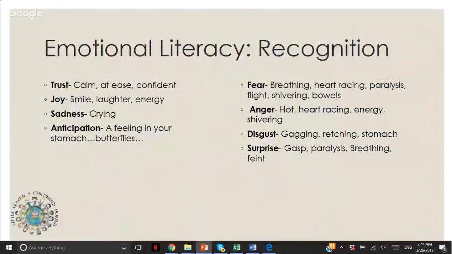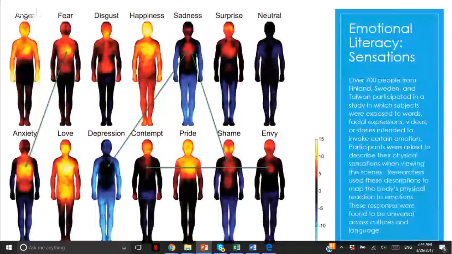So those were verbal descriptions, and then we also have what I like to call emotion sensation charts. Over 700 people from Finland, Sweden, and Taiwan participated in a study, and in it they showed the participants pictures or videos that should have emotions.